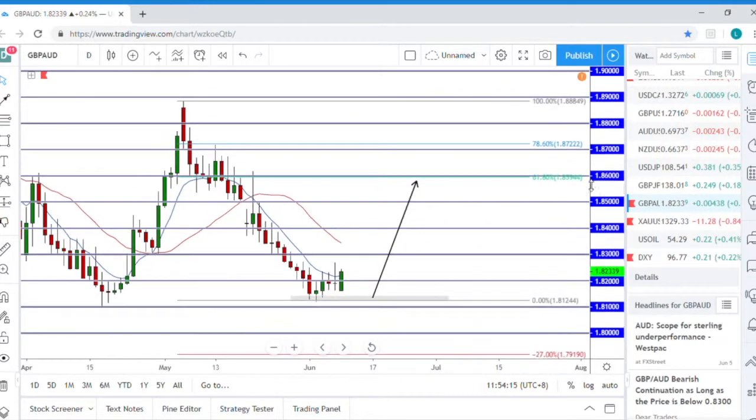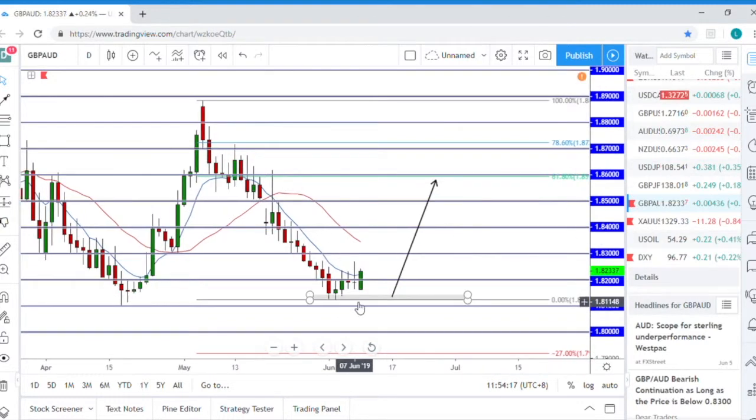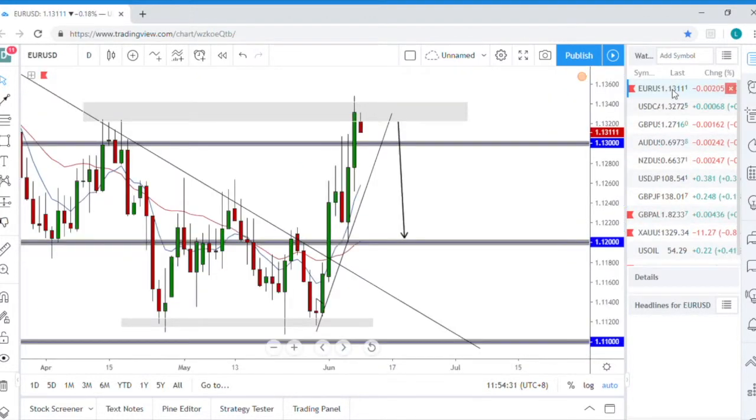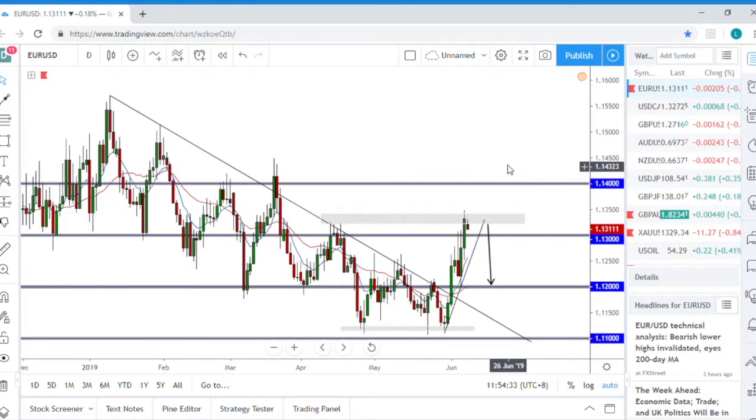It's also equal to 1.86, one of the psychological levels. If it does not retrace, well, that is too bad. But if you guys are too eager to enter a trade, I feel GBP AUD is one of the great pairs to buy at the moment. And let's move on to our last favorite pair.